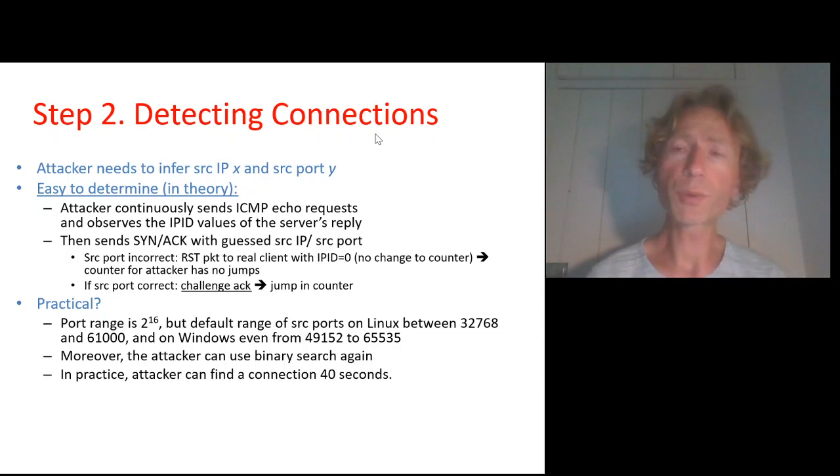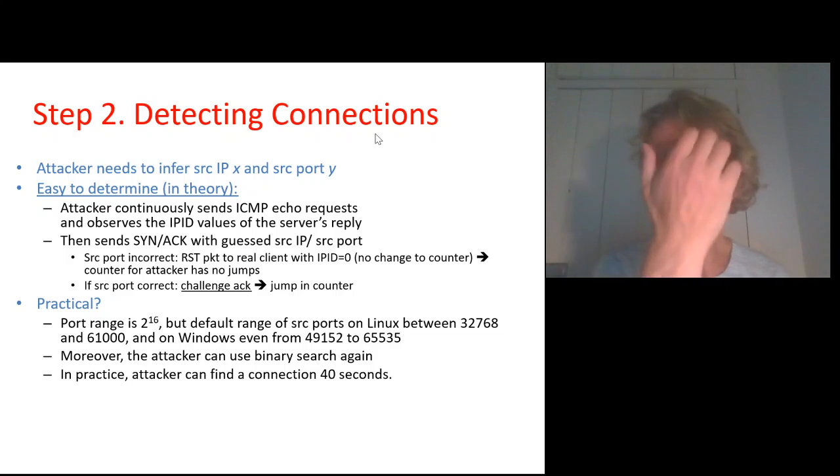If the source port is incorrect, a reset packet will be sent to the real client with IP ID equals 0, so there's no change to the counter. If the source port is correct, a challenge ACK will be sent, and that means a jump in the counter. So this is how we can observe these situations. The question is: is this practical?